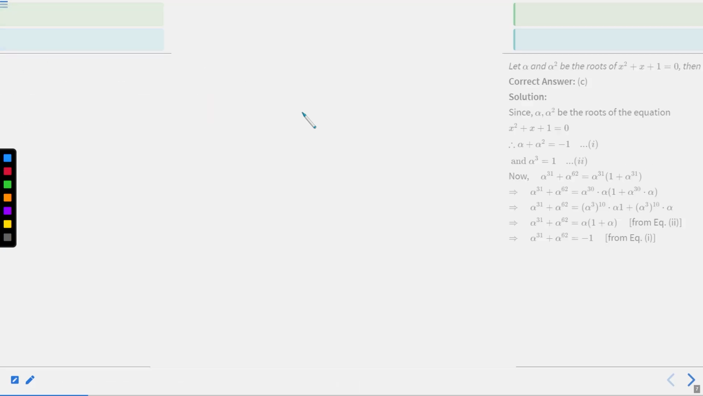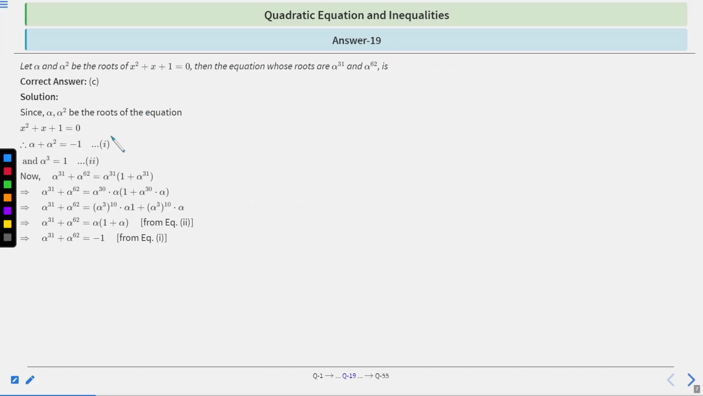Okay, let's move to the solution part. Since alpha and alpha square are the roots of the equation, the sum of roots is minus b by a, which is minus 1, and the product of roots is alpha cube, which is equal to c by a, which is 1. So we have to find the equation whose roots are alpha to the power 31 and alpha to the power 62. The sum of roots is alpha to the power 31 plus alpha to the power 62. Let's take alpha to the power 31 as common, so 1 plus alpha to the power 31, right? Alpha to the power 31 can be written as alpha to the power 30 into alpha.